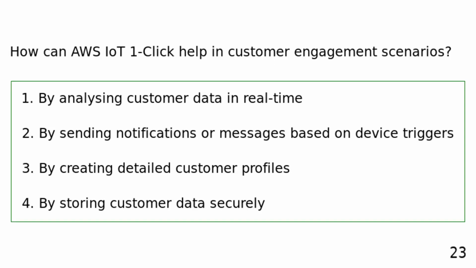How can AWS IoT one-click help in customer engagement scenarios? By analyzing customer data in real time. By sending notifications or messages based on device triggers. By creating detailed customer profiles. By storing customer data securely.